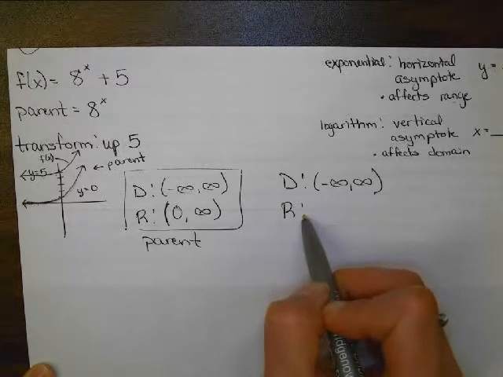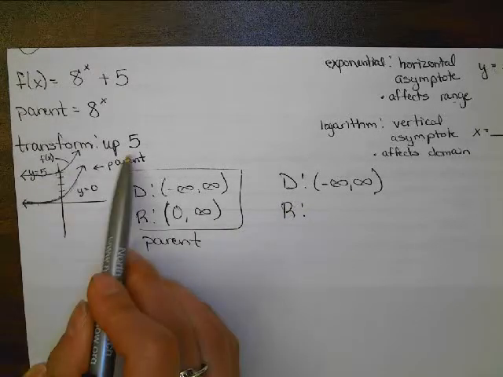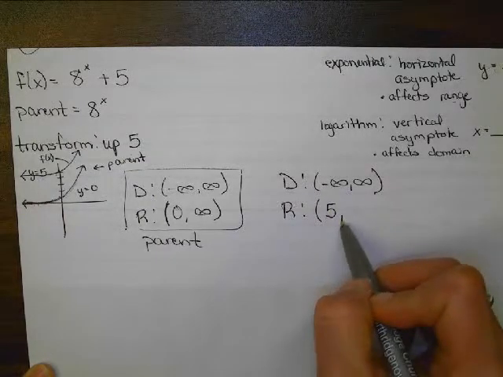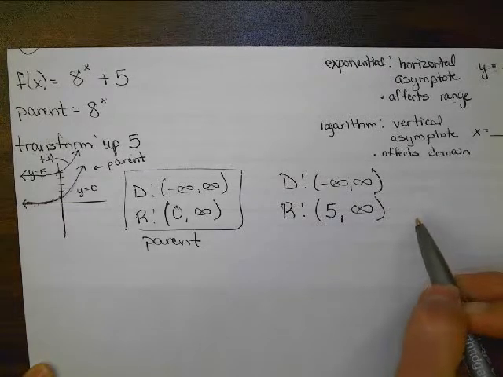My range, however, does change. Again, my asymptote's at 5, and the reason it's at 5 is because I moved up 5, so that means my range must move up 5 as well, and still goes up to positive infinity.